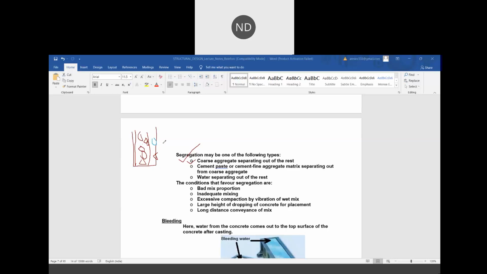So that is called the segregation where the cement or fine aggregate matrix separates from the coarse aggregate. That means the sand particles are coming out.